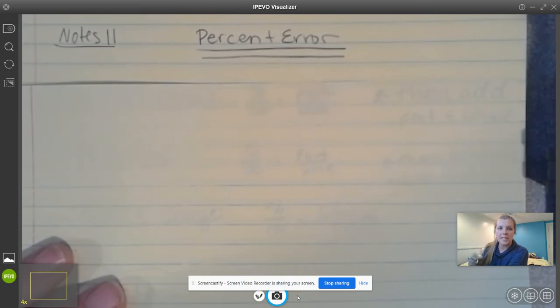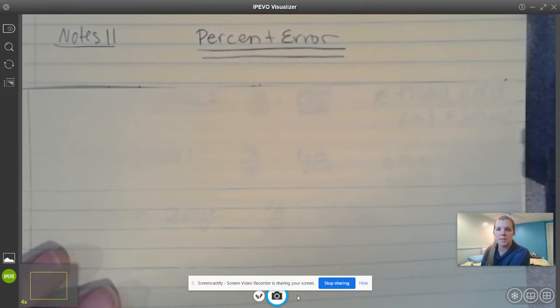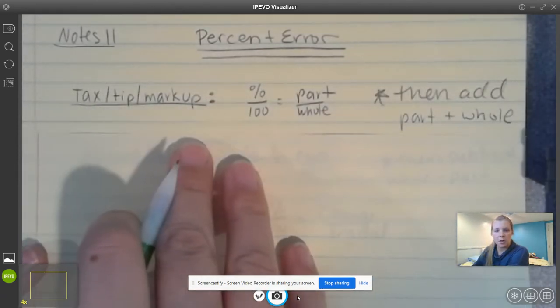Hello, we're going to take notes 11 now on percent error. Before we get into the meat of the notes, I wanted to spend a minute reviewing all the different types of percents that we've worked on in the last couple weeks, just so that you can try to keep them organized. So we learned about tax and tip and markup.